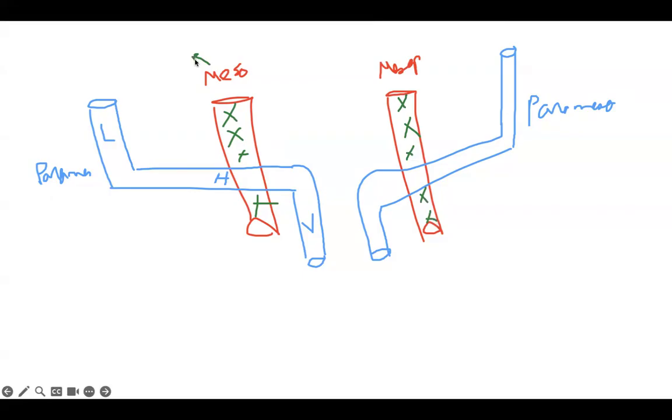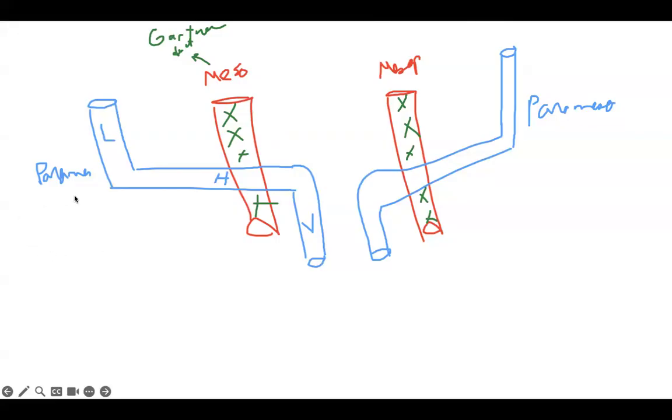So the mesonephric duct disappears in female, and its remnant is named Gartner duct. Very important, Gartner duct. So what happened to the mesonephric duct in female? It disappears completely except for the duct named Gartner duct. But what happened in female to the paramesonephric duct?